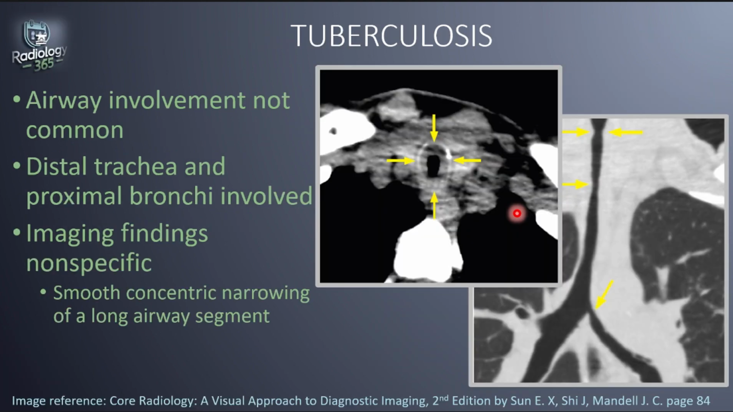Now, airway involvement by tuberculosis occurs in a prominent minority of patients with pulmonary TB, most commonly involving the distal trachea and the proximal bronchi. The imaging findings are non-specific. We usually see smooth concentric narrowing of a relatively long airway segment, typically about 3 centimeters or more in length.